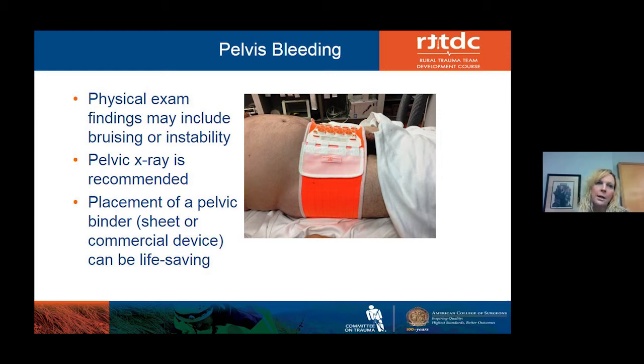So we would recommend getting a pelvis x-ray. Things that you're going to be looking for are fractures and widening of the pubic symphysis. And if the patient is hemodynamically unstable and you find a pelvic fracture, then that's when you're going to want to put a binder in place. Now, not everyone has the binder that you see here in the picture. It's what we would call a teapot. Not everyone has that, and it's okay to just use a sheet or something to that effect to tighten down and help try to control that bleeding from the pelvis.